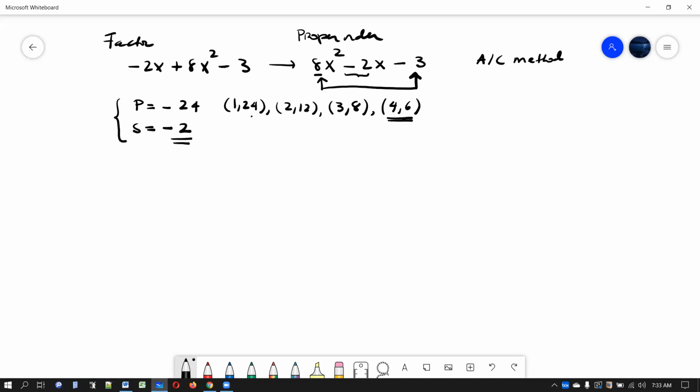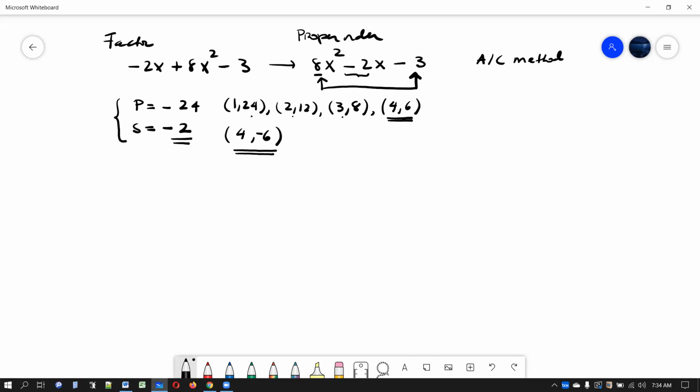All of these other ones are just too far to give me a sum of 2. So I'm going to choose 4 and 6. The problem is, as it is right now, if I add these two numbers, I get 10. I don't get -2. So I have to change one of these signs to make sure I get the -2. The only way to get a -2 is if 6 is negative and 4 is positive. Now, when I add the two, I get -2. And when I multiply them, I get negative 24. So the pair I am looking for is this pair.